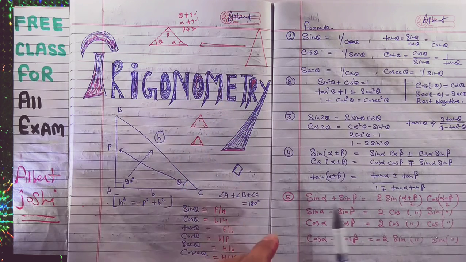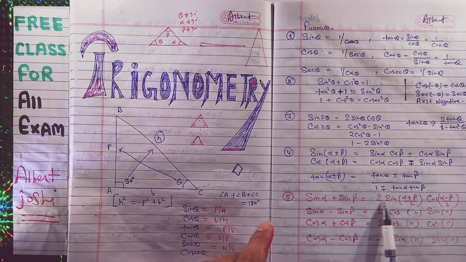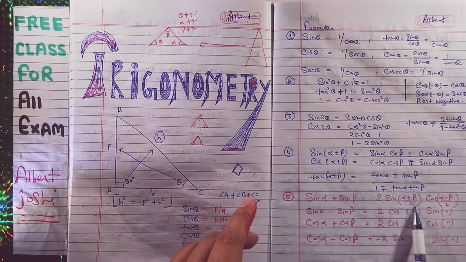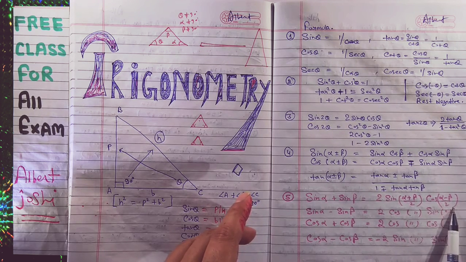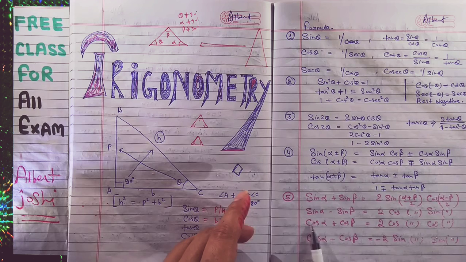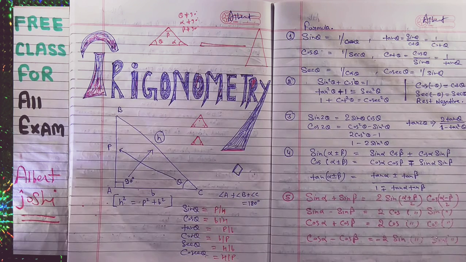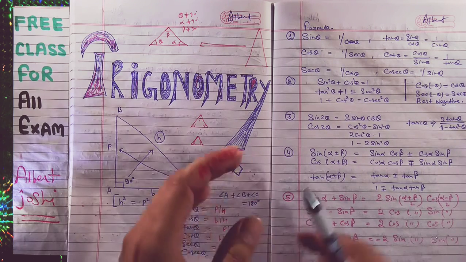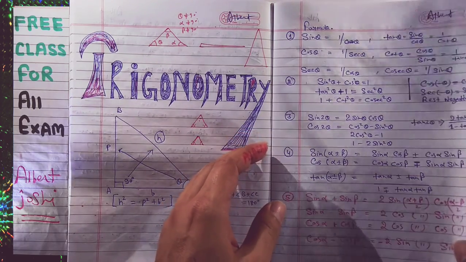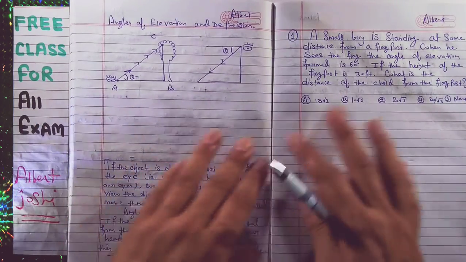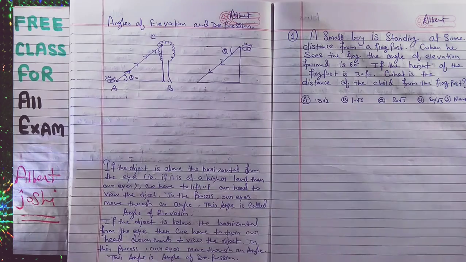Now the last formula: sin α + sin β = 2 sin((α + β)/2) cos((α − β)/2). Similarly for sin α − sin β, cos α + cos β and cos α − cos β, all the values are changing. You can see. So everything we have done, now we are coming to the next topic. The next topic is very important, as it covers questions that came in your previous year exams.